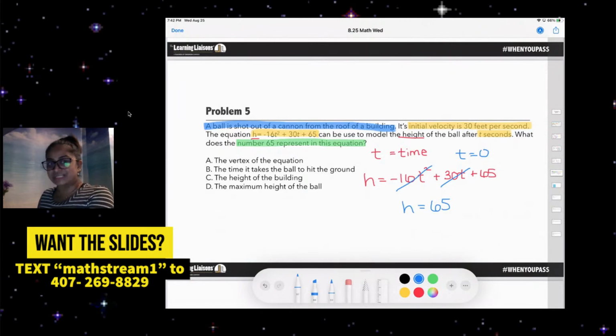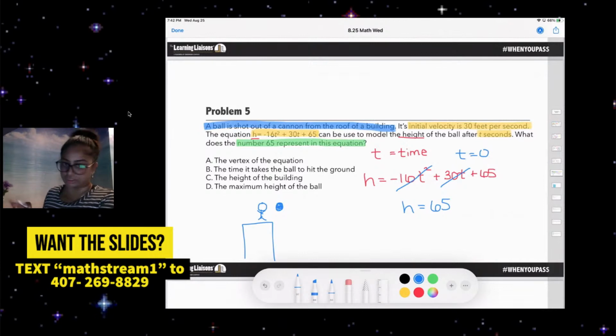Where did I start with the ball again? It said that I shot the ball from a cannon from the top of a building. So this is my building, this is me, this is my ball. I'm not drawing the cannon. I apologize, I'm not an artist.